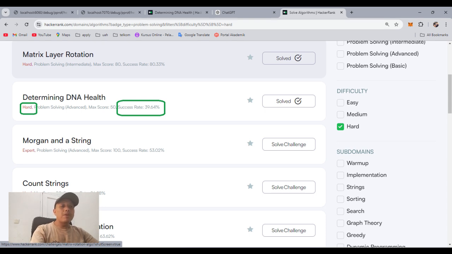Here, I will share my experience solving one of HackerRank's problems called Determining DNA Health. This is a hard level problem with a success rate below 40%. If you're a skilled developer, I recommend you try solving this problem. Will it be a challenge for you? If you've already solved it, please comment below. Your solution might be different from mine.